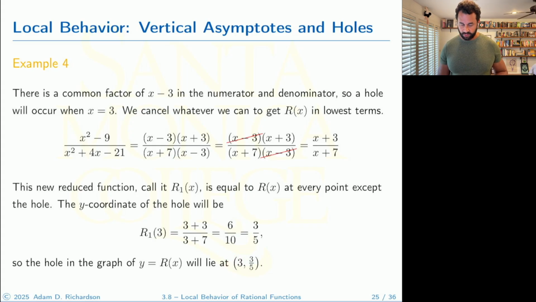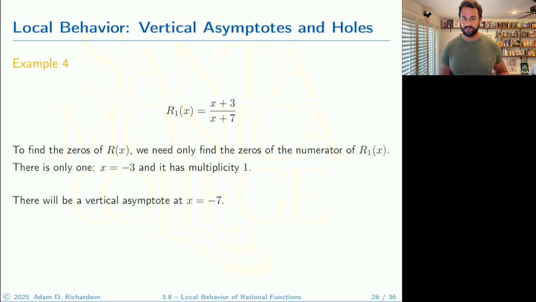All right, so we've got the holes now. Now let's do the zeros and the vertical asymptotes. Now that we've simplified everything, we've written this in lowest terms, now we can find the zeros and the vertical asymptotes. Here we go. The zeros are going to be the zeros of the numerator. So there's only one zero, and it's at x equals -3. And the asymptotes are going to be at the zeros of the denominator. There's only one, it's at x equals -7.